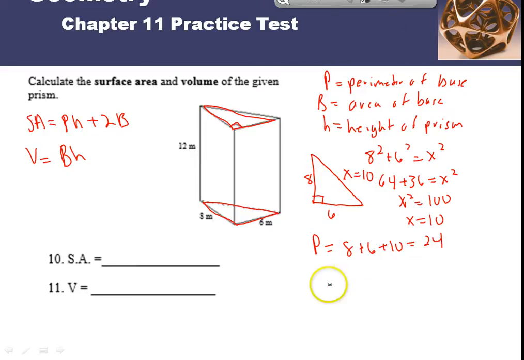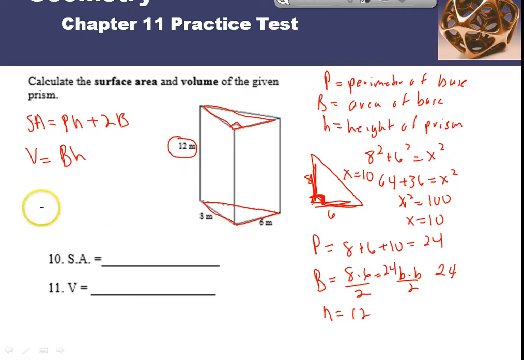Okay, and then big B is the area of this base. Well, here's my right angle, and I multiply the two sides that make up my right angle together. So that's 8 times 6 divided by 2, because the formula for the area of a triangle is base times height divided by 2. So that gives me 24. 8 times 6 divided by 2 is 24. So I know big B is 24, and I know that H is 12. This is H, the height of my prism. Now I can just plug in.